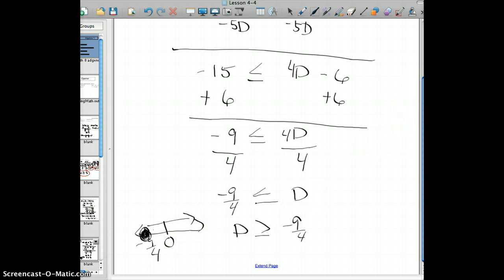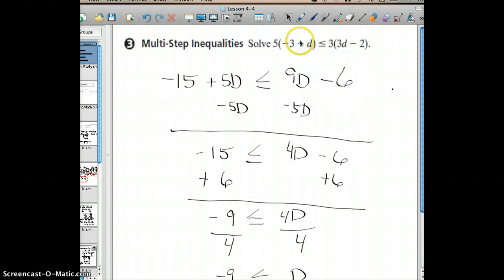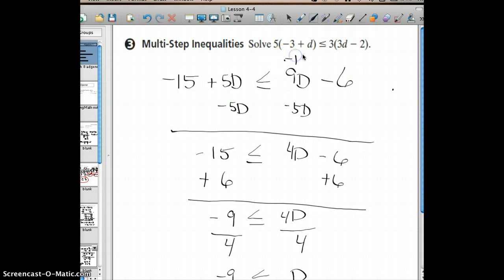Let's just quickly go back to our original problem, okay? And you always go back to the original problem in case you copied something wrong. Place a 0 in for both d's. If we place a 0 in for both d's, we get 5 times negative 3, which gives me negative 15. Negative 15 on the left should be less than or equal to, if I make this a 0 here because 3 times 0 is 0, minus 2. I end up getting a negative 2 inside this parentheses, and then I multiply it by 3 and I get negative 6.